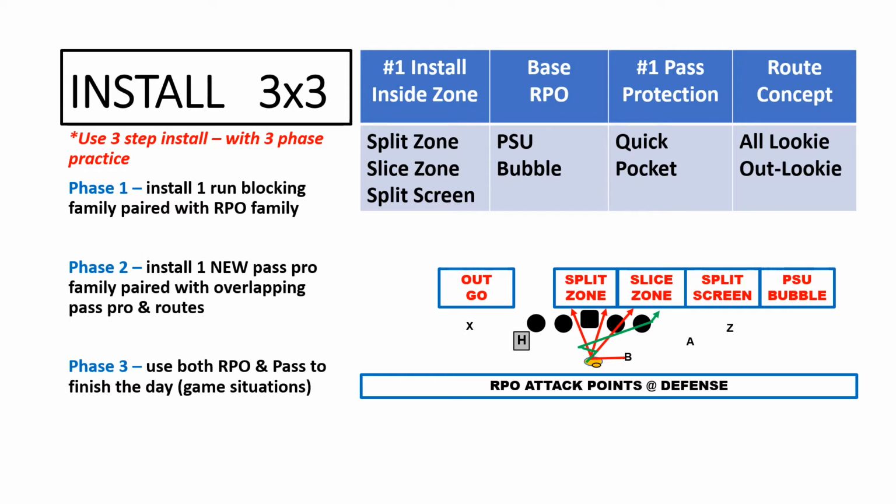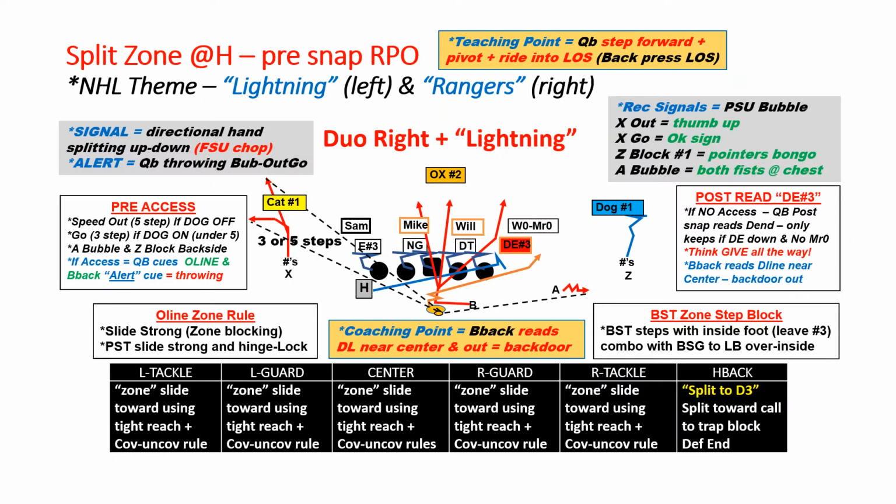You can see here with this step 1 install, phase 1, we're going to go ahead and use split zone, slice zone, and split screen, all using inside zone blocking. Our base RPO is going to be what we call a Penn State bubble, and then our pass pro is quick pocket, and we'll look at these route concepts on all looky and an out looking combo. You can see that on the bottom right, we can attack all across the front with this concept right from the beginning. All right, split zone here, real simple.